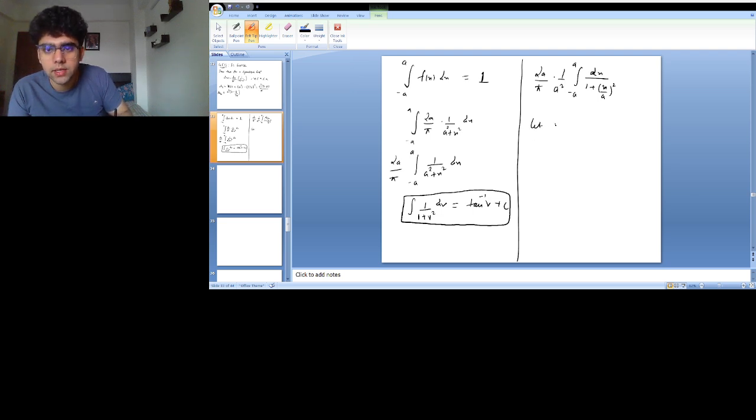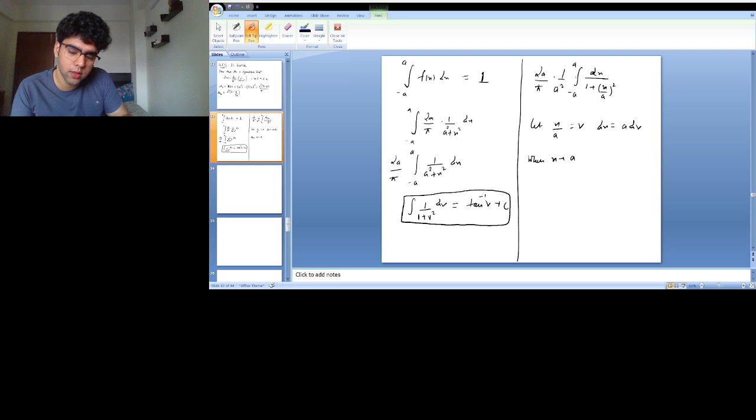Now let x upon a, a simple substitution, be equal to v. So dx is equal to a dv. I'll replace dx with a dv and x upon a with v. Now when x goes to a, the upper limit, v, which is x upon a, goes to 1, since a upon a is 1. When x goes to minus a, v goes to minus a upon a, which is minus 1. So the lower limit goes to minus 1, right? Wait a second.